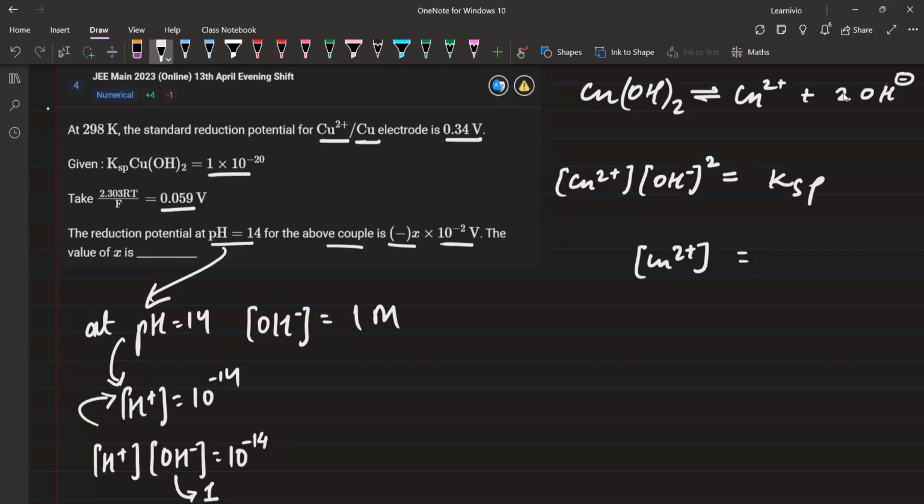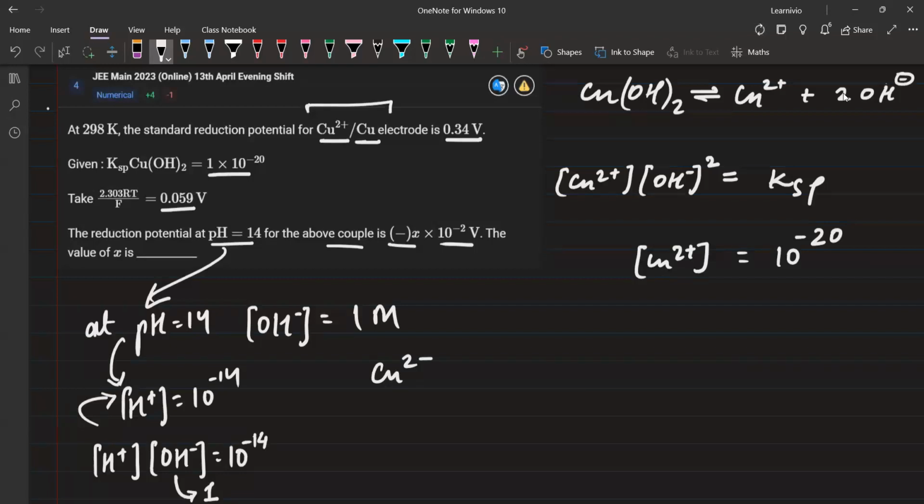So from here, you can directly calculate the concentration of Cu2 positive. Because the OH negative concentration is 1, 1 squared will be 1. So the concentration of Cu2 positive will be 10 to the power minus 20 itself, at pH 14. So you have got the concentration of Cu2 positive. Then they are saying the reduction potential for the above couple. The couple is copper 2 positive to copper.